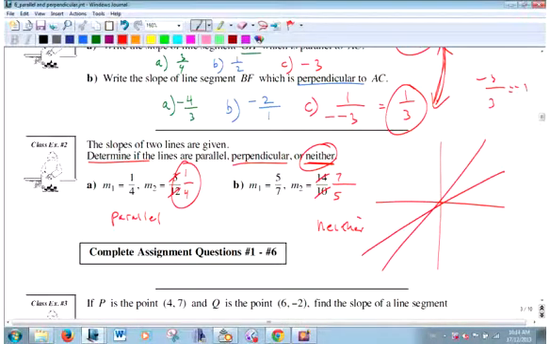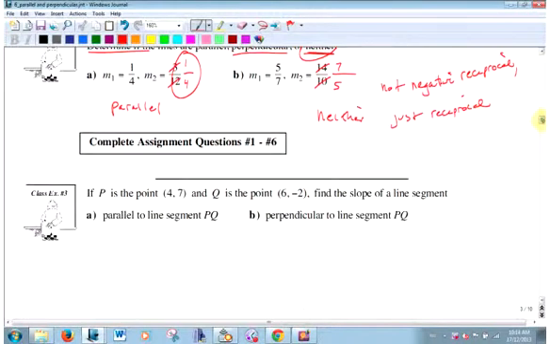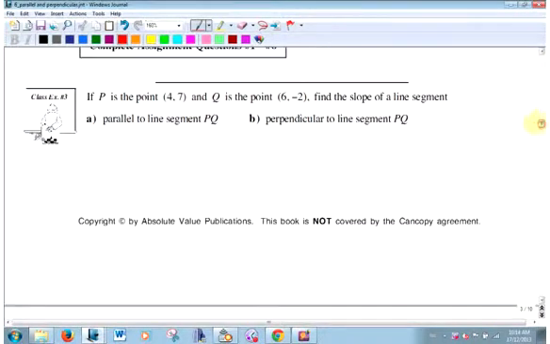They cross, but they're not 90 degrees. They're not perpendicular. One has to be the negative reciprocal. Okay? So, not negative reciprocal, just reciprocal, which means nothing. Okay? All right. P, this is like yesterday's. We got 2 points. Do you think you can find the slope of that?